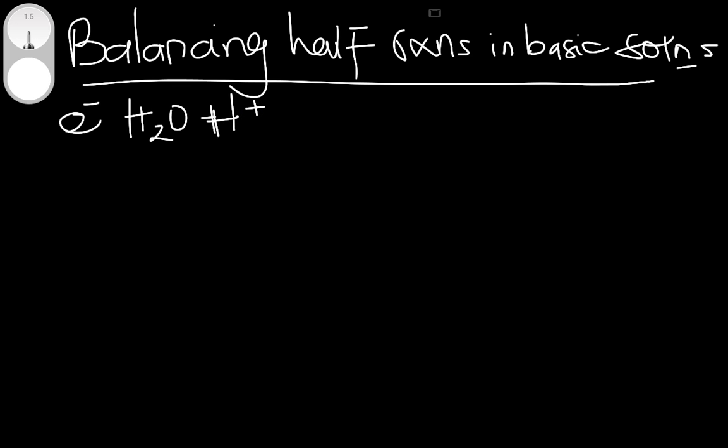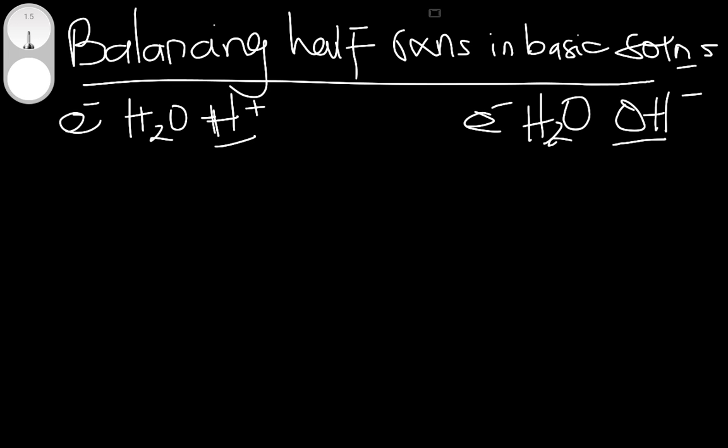But in basic solution, balancing half reactions in basic solution, we balance with electrons, we balance with water too, and then we balance with hydroxide ions. So the basic difference is that in basic solutions we balance with hydroxide ions, while in acidic solutions we balance with hydrogen ions.